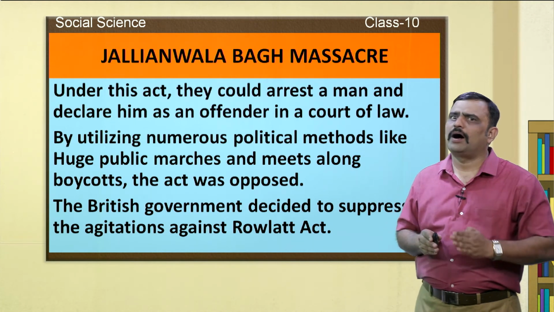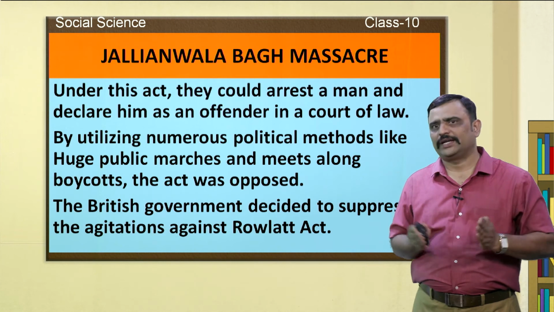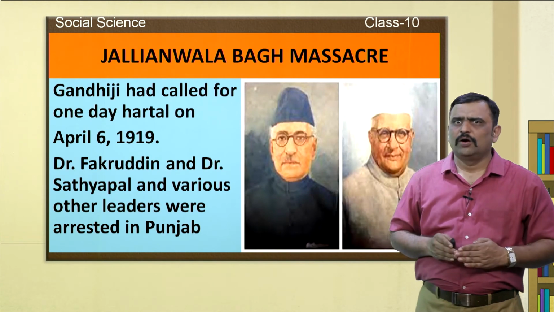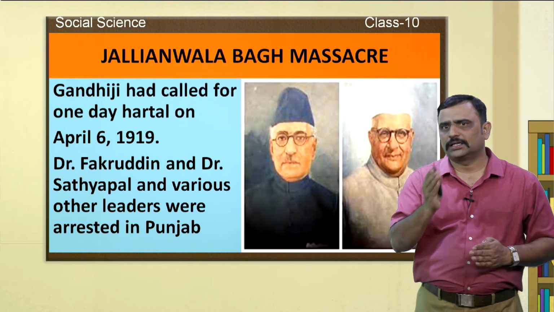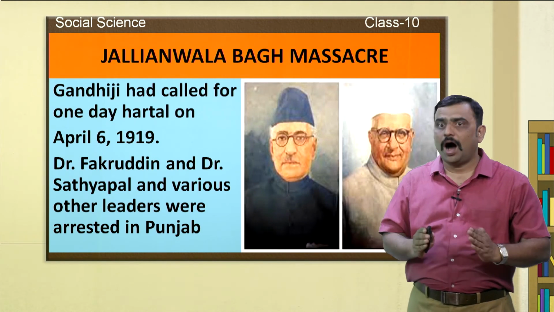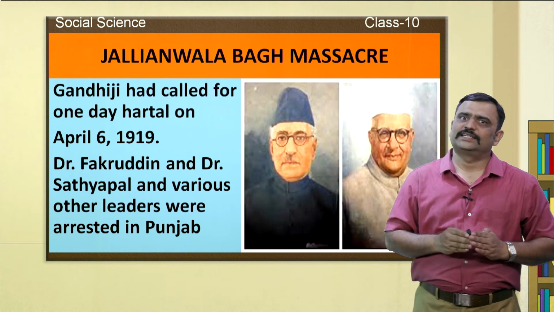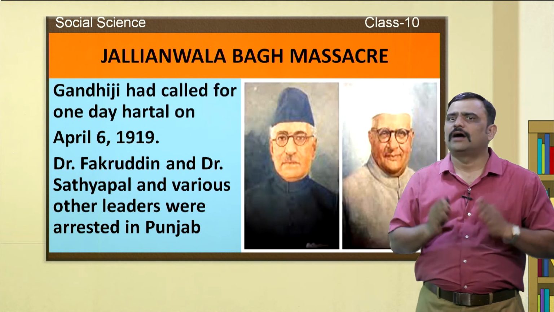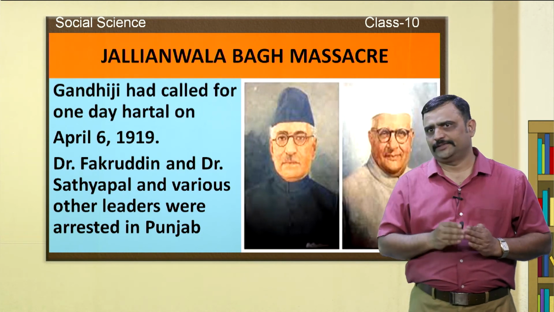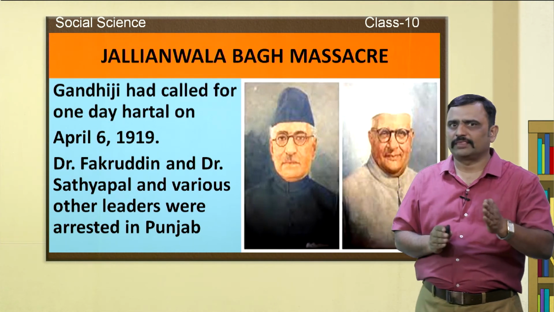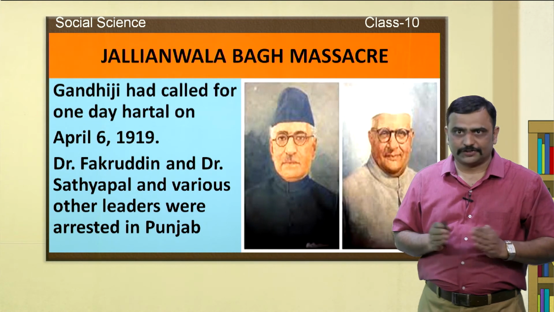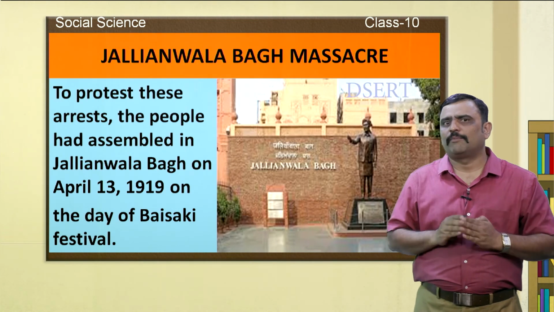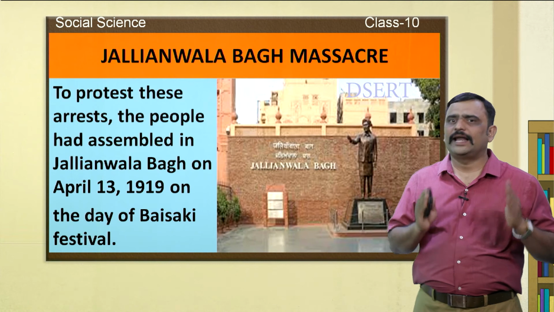Thus, Jallianwala Bagh was one such place which witnessed the opposition of this Rowlatt Act. It was Gandhiji who had called for a one day hartal, meaning strike or protest, on April 6th, 1919. Dr. Fakhruddin and Dr. Satyapal and various other leaders of Punjab were arrested in connection with the Rowlatt Act protest. To protest these arrests, the people had assembled in Jallianwala Bagh on April 13, 1919, on the day of the Baisakhi festival.